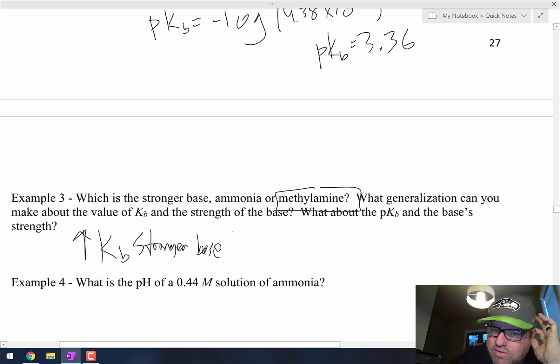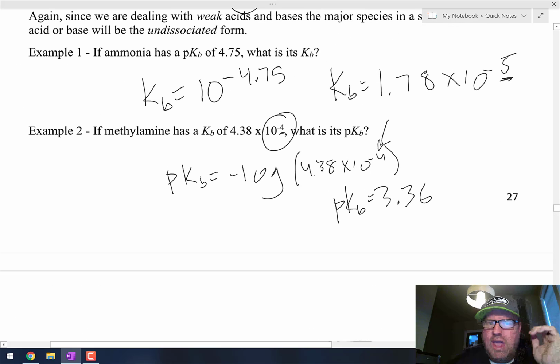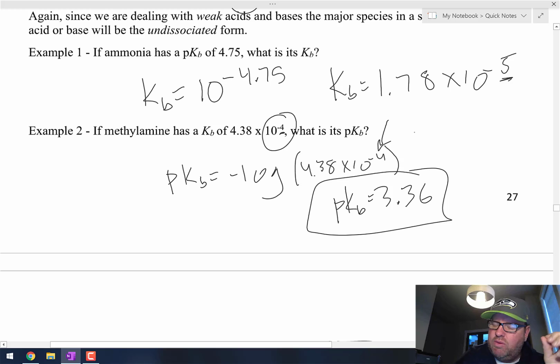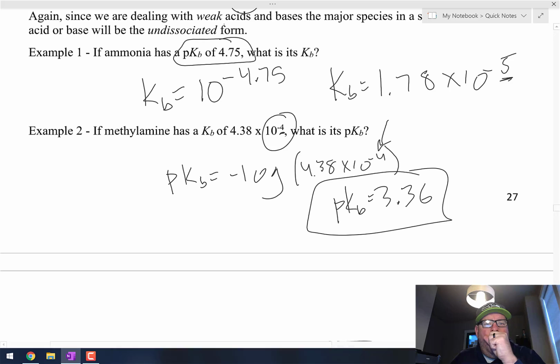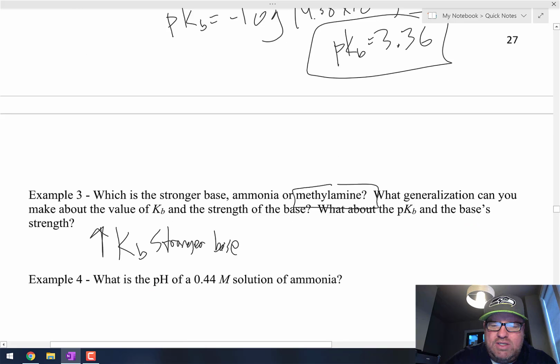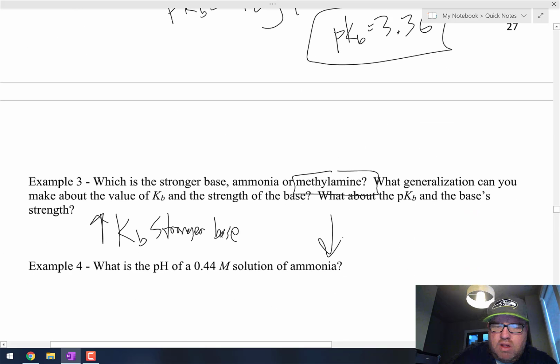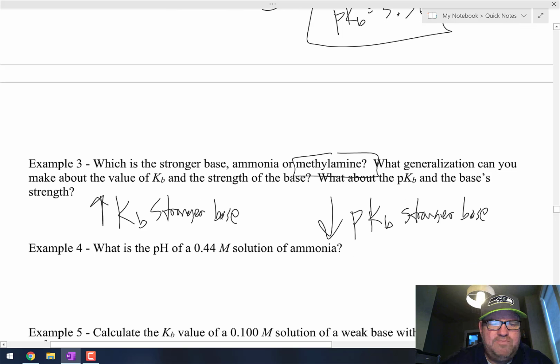Okay, and then in terms of pKb, just like pKa, remember, the smaller the pH, the stronger the acid is. The smaller the pKa, the stronger the acid is. Therefore, the smaller the pKb, the stronger the base is. Okay, so the smaller the pKb, the stronger the base, just like with pKa.